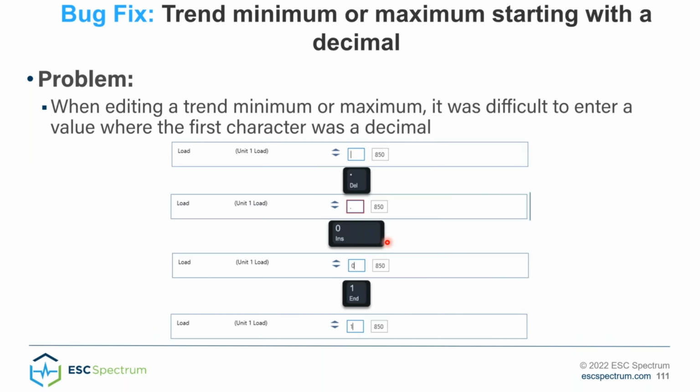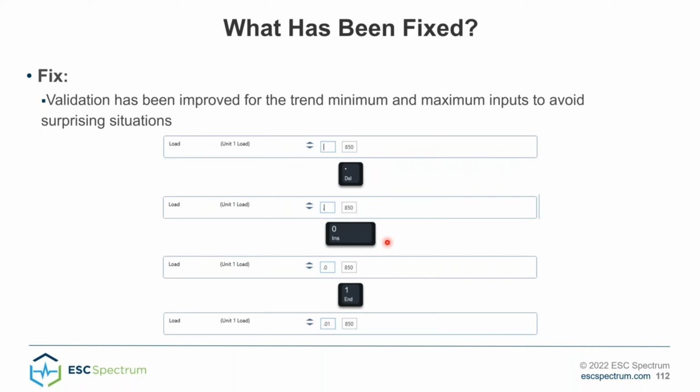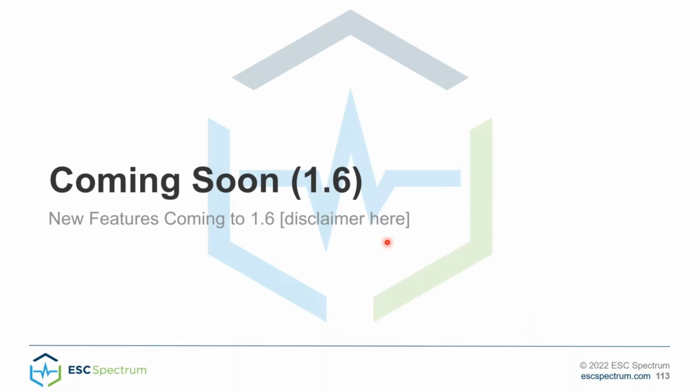Trend minimum or maximum was starting with a decimal point, not something that is typically done, but if you do have a very small range instrument and you want to see it 0.1 to 0.2, before that would cause an error in Prism. That's now supported, and you can enter decimal points when starting ranges. So that's pretty much it for the new features and the bugs for Prism 1.5.